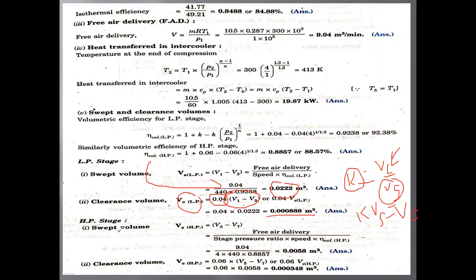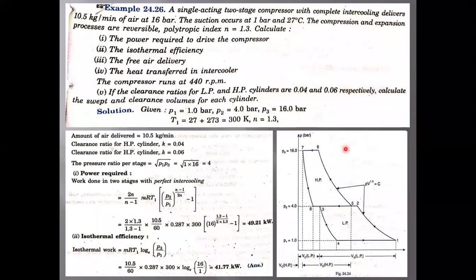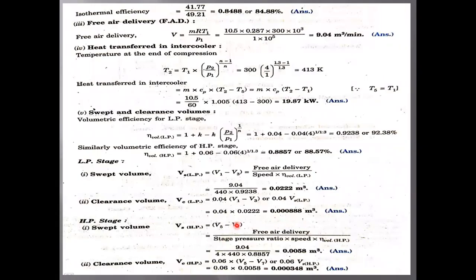Now calculate for the high pressure cylinder using the same formulas. This is the high pressure cylinder, and here what is the swept volume? The swept volume for the high pressure cylinder is V5 minus V7. And what is the clearance volume? Up to V7 is the clearance volume for the high pressure cylinder, and the swept volume is V5 minus V7.